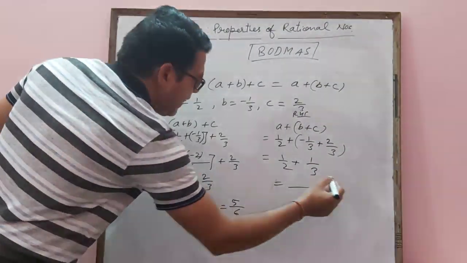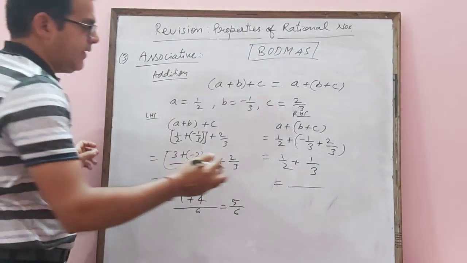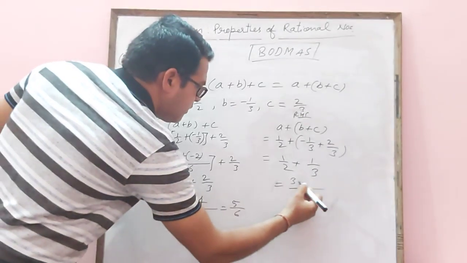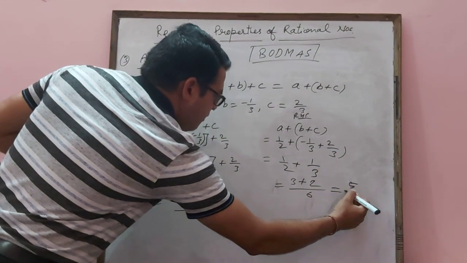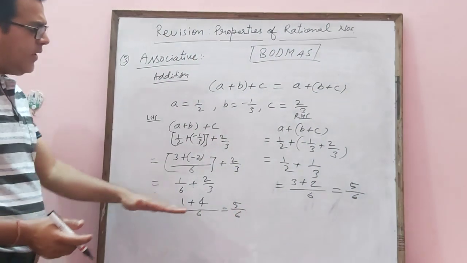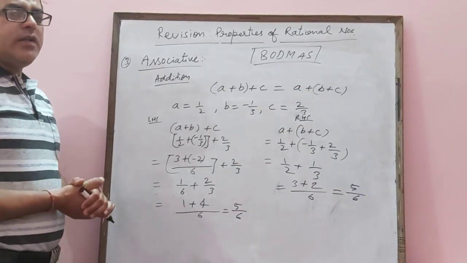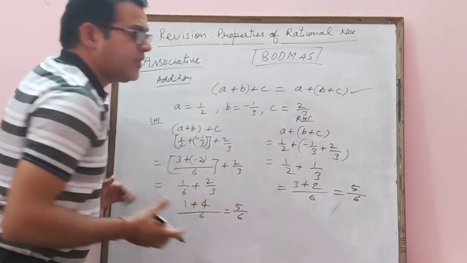Now we can add this 1 by 3 with 1 by 2 after taking LCM, that is 6. Now 2 3s are 6 plus 3 2s are 6, 2. So what we have here? 5 by 6. Now you can see left hand side and right hand side both are same. It means we can say that this relation is true.